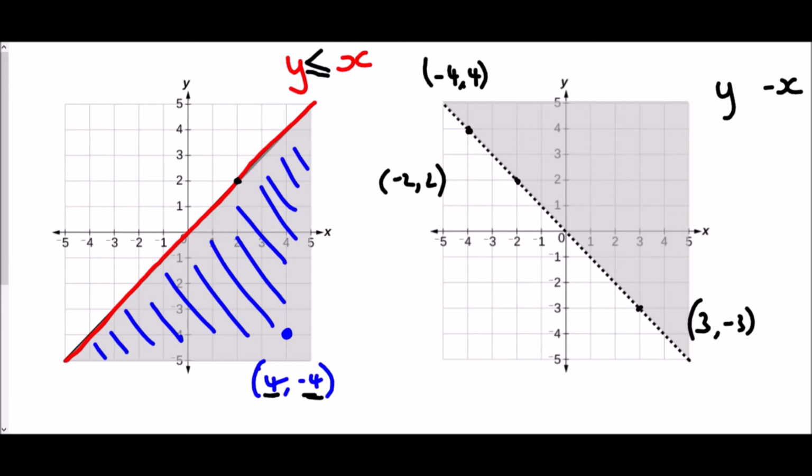There is another relationship between those two values. If you add together the two coordinates, what do we get? Negative 4 plus 4 is 0. Negative 2 plus 2 is 0. 3 plus negative 3 is 0. So I could actually call this one x plus y equals 0. It would mean exactly the same as y equals negative x.